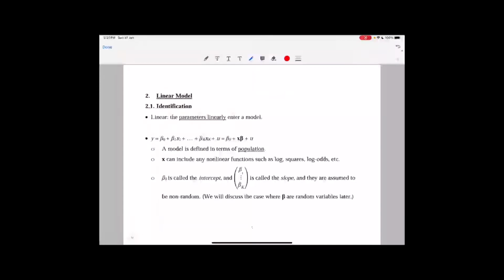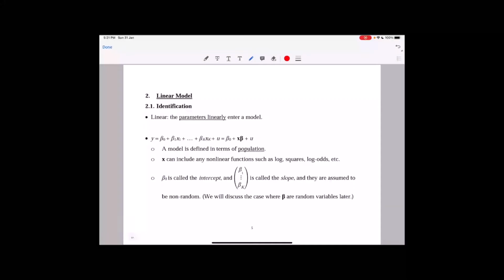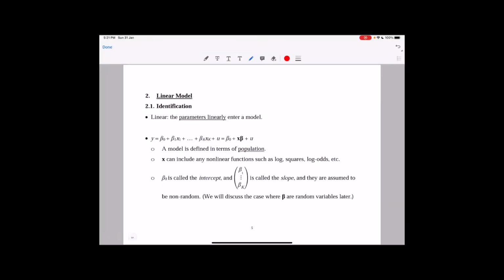Okay, so now let's talk about a linear model. In the first half of the 4A, we are going to talk about only the linear model. So what does linear mean here? Linear means that the parameters linearly enter a model.